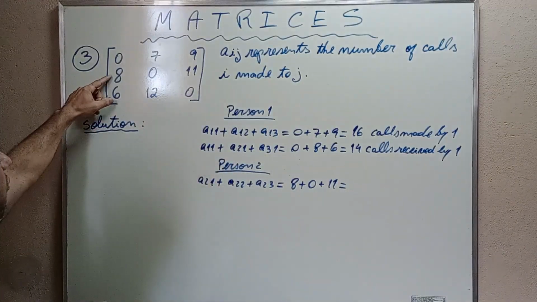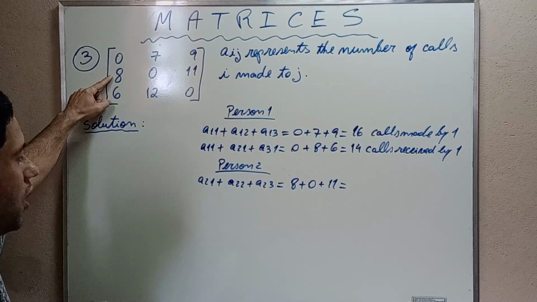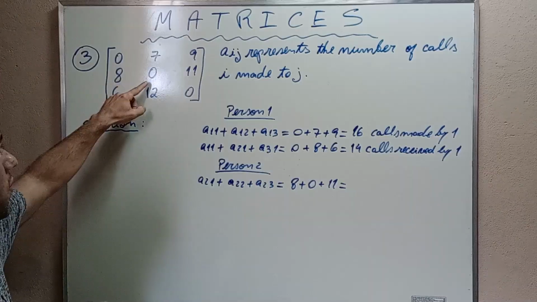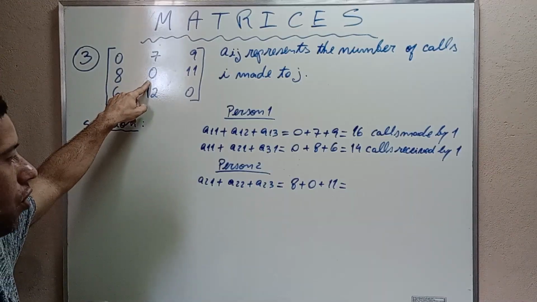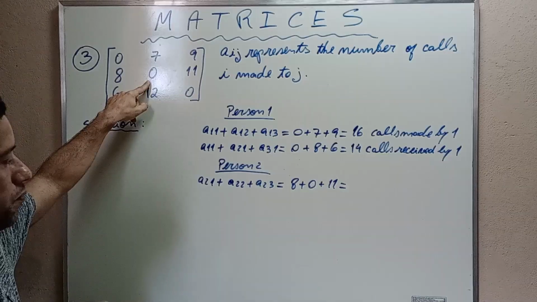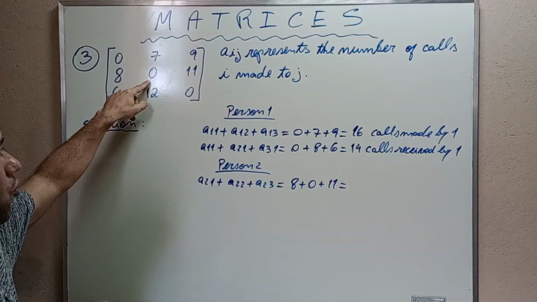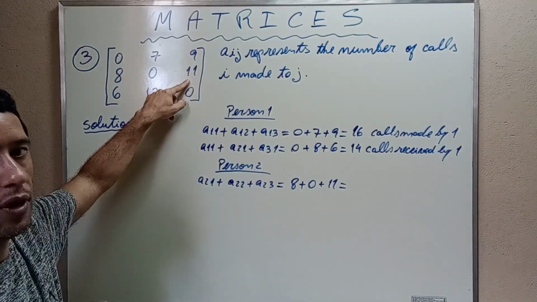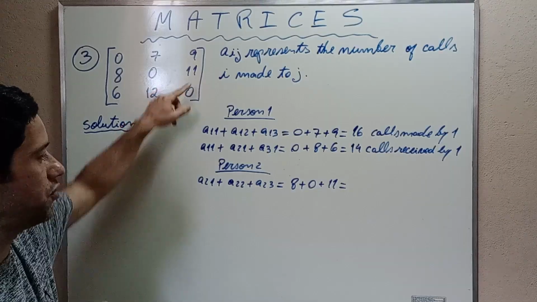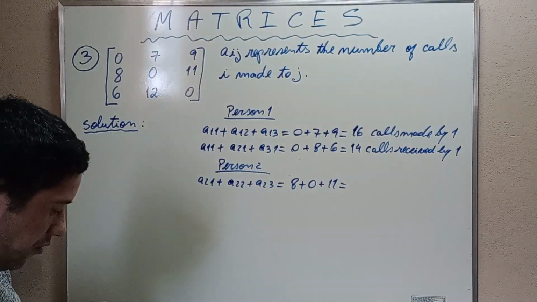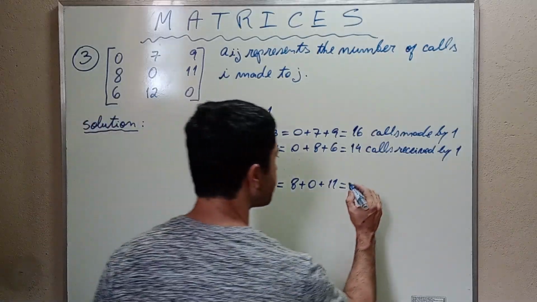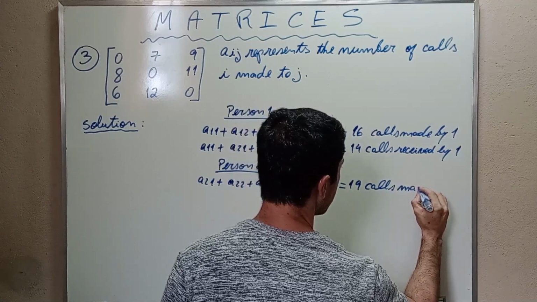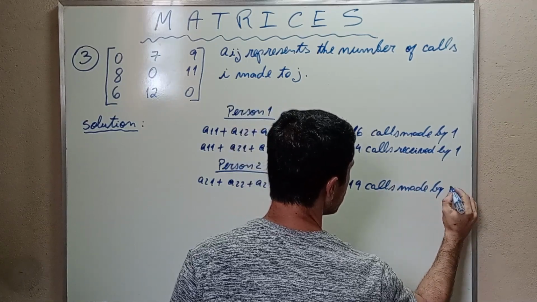This 8 here represents the number of phone calls made by person 2 to person 1. This 0 represents the number of phone calls made by person 2 to person 2. As you cannot call yourself, it is 0. And 11 times person 2 called person 3. Alright? And this is equal to 19 calls made by 2.